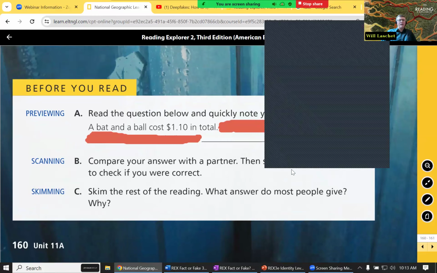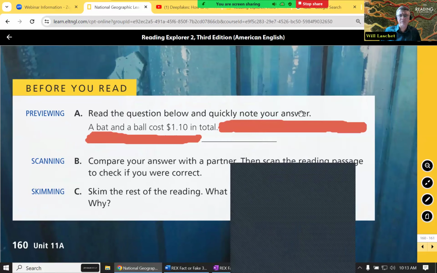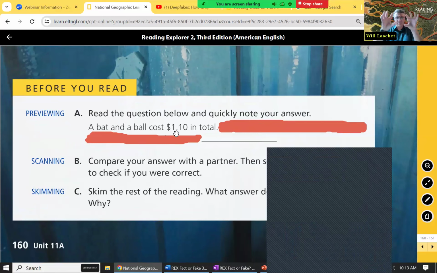Okay, so have a look at this here. It says, before you read, think about your answer to the question below. So it says here, a bat, like a cricket bat or a baseball bat, and the ball, if you buy them together, okay, so they have two separate prices, but the total price is $1.10. Okay, so keep that in your head. The total cost of these two items is $1.10.